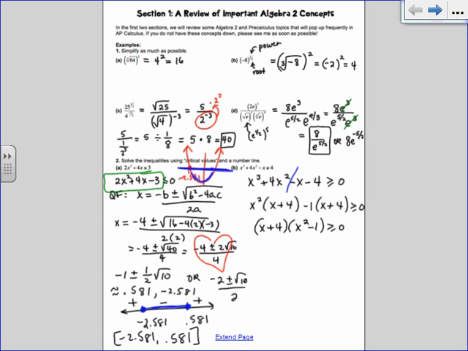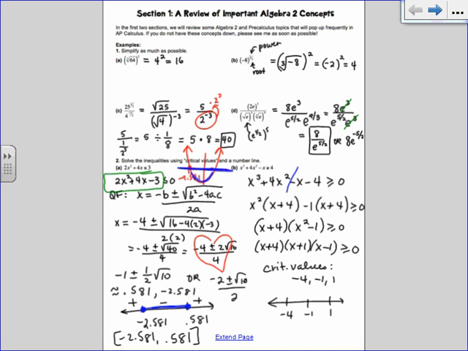And x squared minus 1 factors even further. It's the difference of 2 squares, right? So it's going to be x plus 1, x minus 1. So I'm going to have x plus 4, x plus 1, x minus 1 is greater than or equal to 0. So I get 3 critical values. So I have -4, -1, and 1. So I put those on a number line. And I'm going to test in each location.